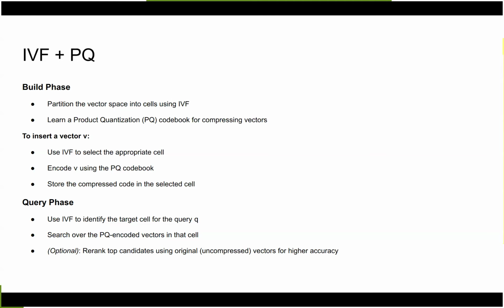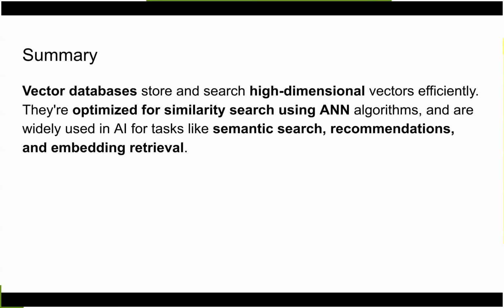So yeah, that's basically it. At the end, let me just give you a summary. A vector database is highly efficient for storing high dimensional vectors, and we can do efficient search on top of that. They're optimized for similarity search. And right now it's a very hot topic because semantic search and embedding retrieval is very important in AI-based, LLM-based agents. So that was all. I hope you learned something today.